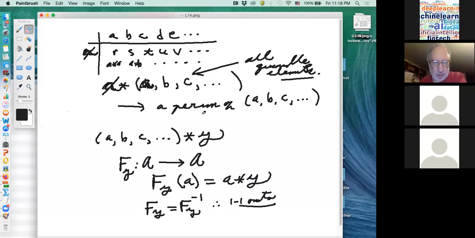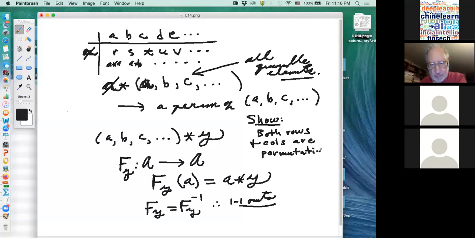So let me just mark it as a question. Show that both rows and columns are permutations. Can I ask a follow-up question?